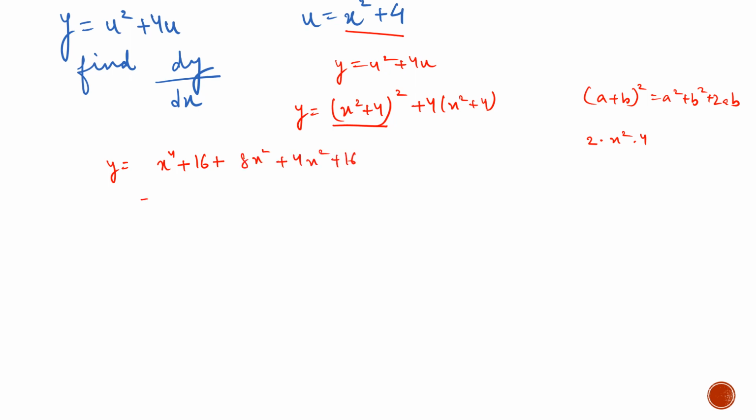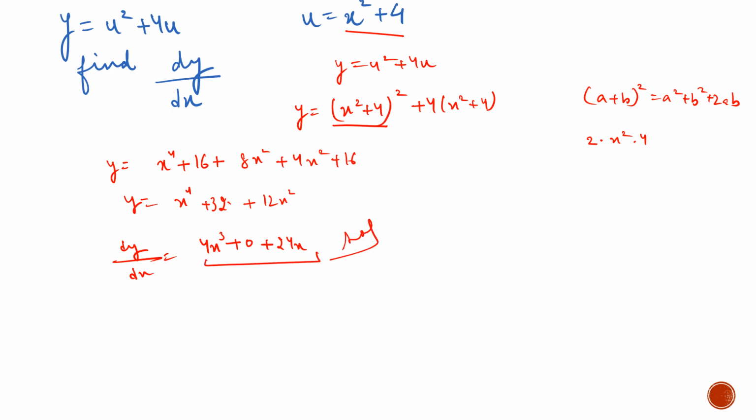Solving it, we have x to the power 4 plus 16 and 16 is 32, plus 8 and 4 is 12x square. This is y. We have to calculate dy by dx, using the power rule: 4x cube plus 24x. Not square, 24x. This is our solution.